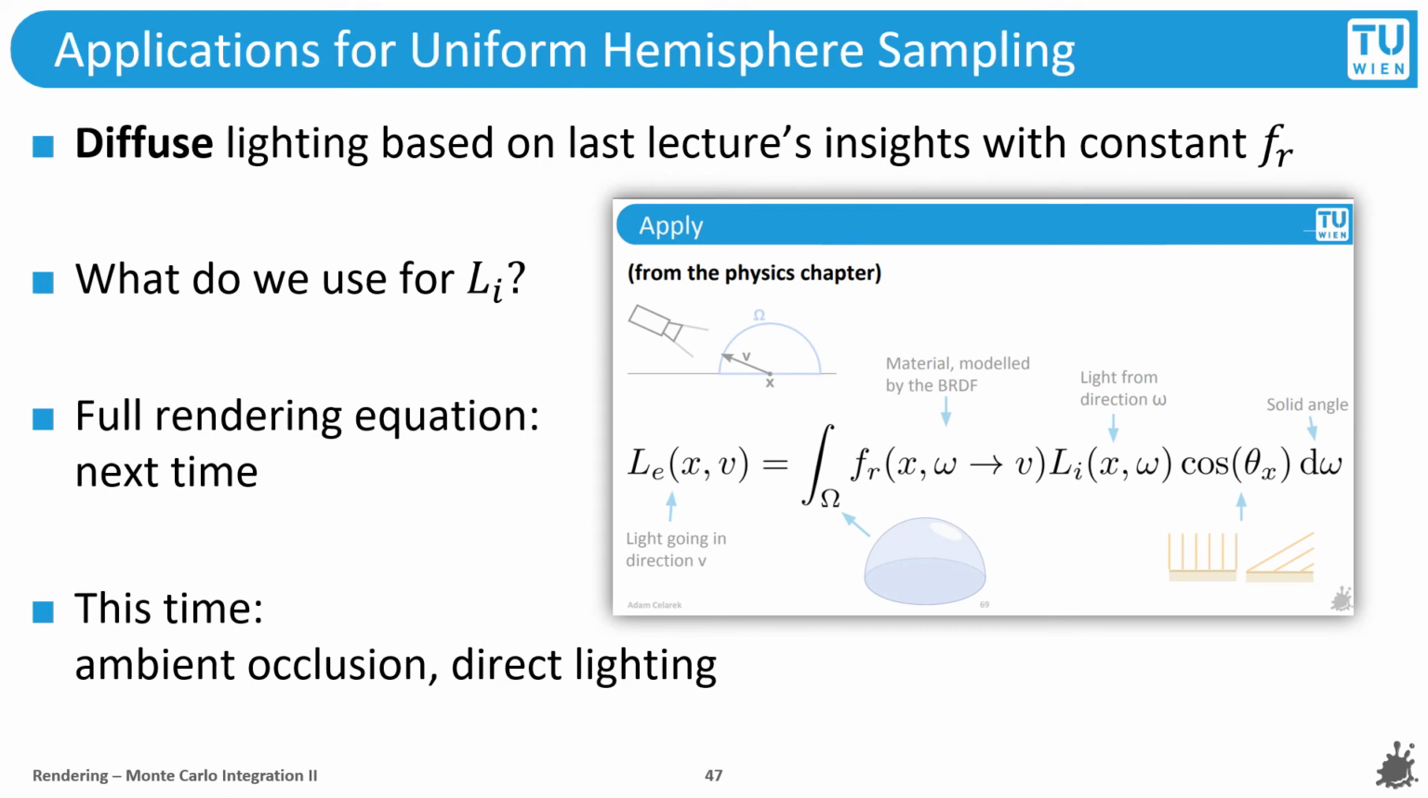And if we want to render realistic scenes with realistic lighting, this is a big topic that we will start to look into next time. For now, we are going to do something simpler. We will do two ways of lighting for our scenes that are easy to do. The first is ambient occlusion, the other is direct lighting.